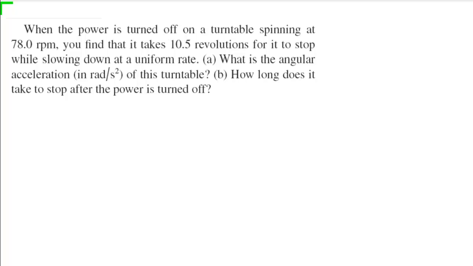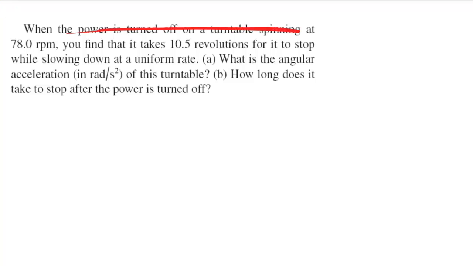So let's take this one where we have this turntable spinning around, then the power is turned off and it comes to rest. Let's rewrite this in terms of linear quantities. So instead of a power being turned off to a turntable, let's say that we have a car that's initially traveling 78 meters per second, something like this. And then we find that it takes 10 and a half meters for it to stop while slowing down at a uniform rate.